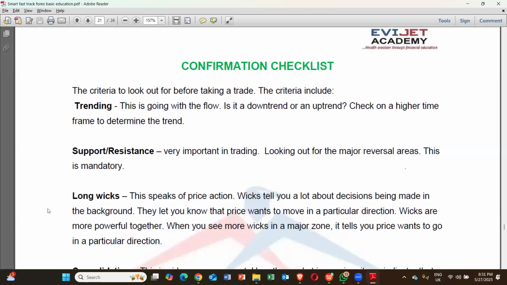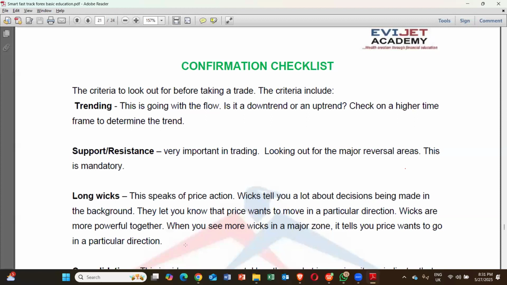Now, long wicks. This speaks of price action. Wicks tell a lot about decisions being made in the background. They let you know that price wants to move in a particular direction. Wicks are more powerful together. When you see more wicks in a major zone, it tells you that price wants to go in a particular direction. Now I'm going to show you these long wicks.